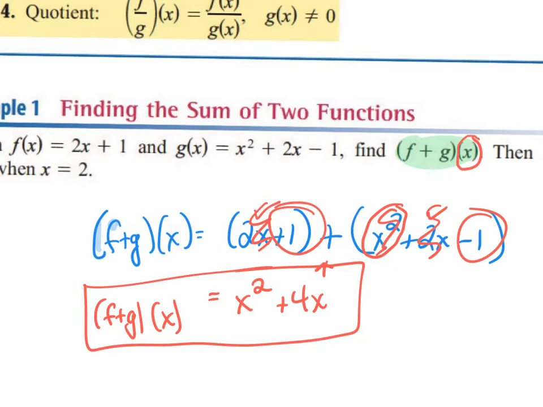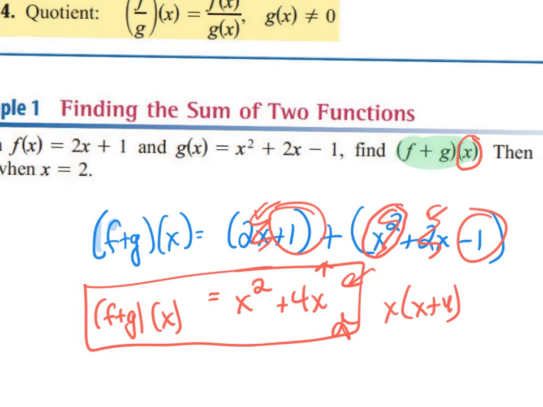Some of you are going to say, can I write it as x times x plus 4? Right, you factored out the x. If you want to, that's fine. Really and truly, all I need to see is that you combine the two functions. That's it.